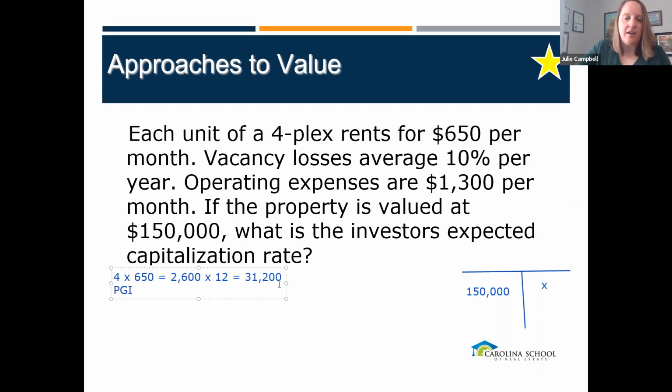This is my PGI. This is the dream. If I were to collect rent on time, every time, on all four of these units, the most I can make on this property this year is $31,200. That's the dream, to have everybody paying. Four units, rent for $650, times 12 to get my annual, my dream, my potential gross income.